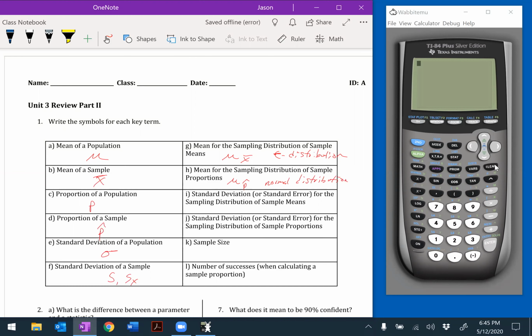Let me mute everybody here. Mute all. There we go.